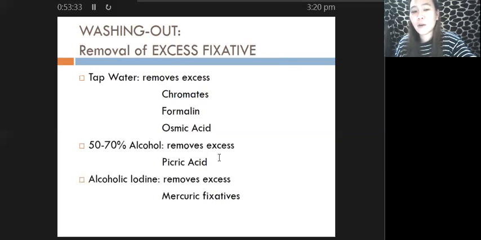In the removal of picric acid, do not use water because it will entirely remove the picric acid. What we are trying to remove here is just the excess fixative, not the entire fixative. Picric acid is water soluble, so you don't want to remove picric acid that is not in excess. The last one is alcoholic iodine, which removes excess mercury chloride fixatives.